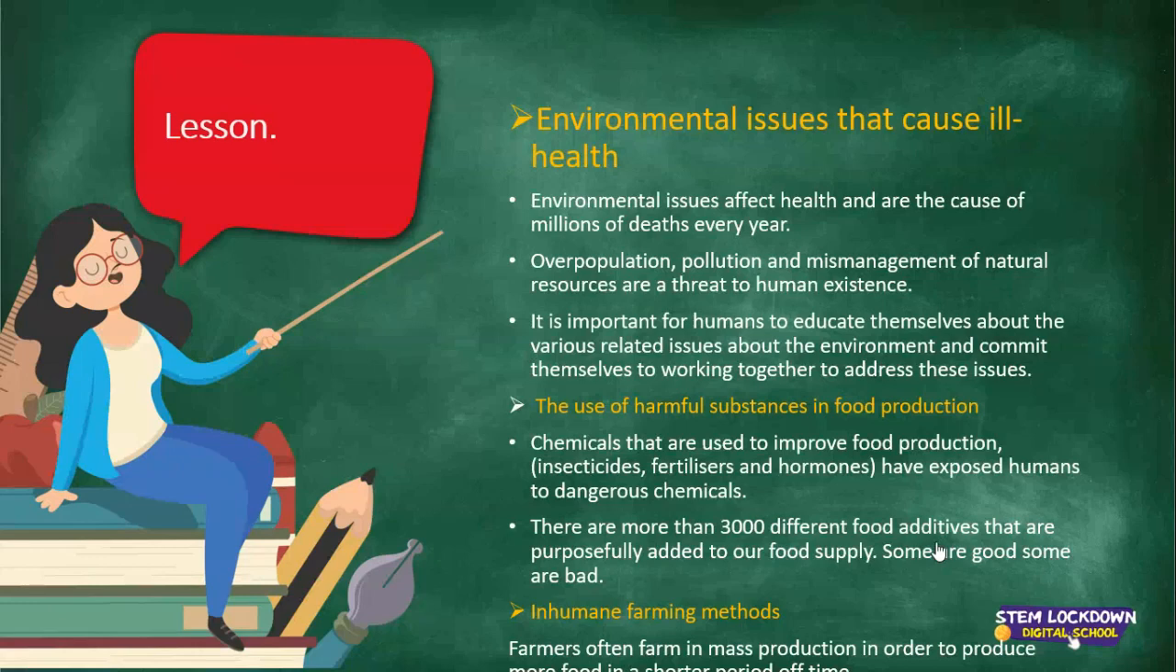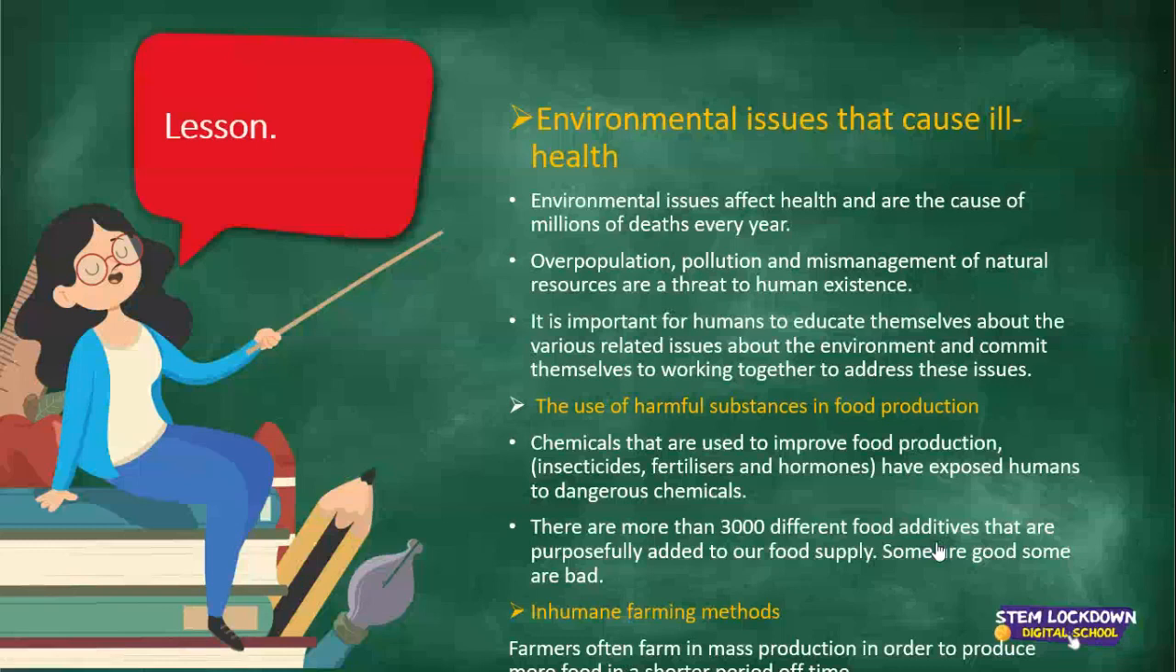There are more than 3,000 different food chemicals that are used basically to enhance food, and they are purposefully added to our food supply. And some of these are bad for us. Like I said, it is bad for our health that these chemicals are added. Some of them make products more appealing to the eye, for instance colorants. Those things make the products look good, but at the end of the day they are very unhealthy.